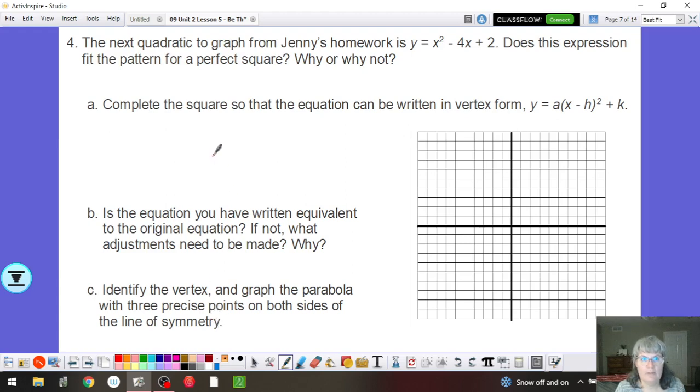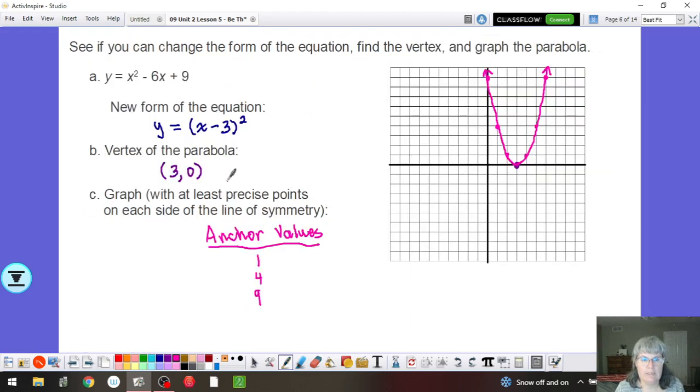The next quadratic to graph from Jenny's homework is y equals x squared minus 4x plus 2. Does this expression fit the pattern for a perfect square? Why or why not? Well, if you remember from our work in lesson 3, we know this is going to be a minus 3 because half of negative 6 is a negative 3, and when we square it, we get 9. So the constant is the square of half of the middle term, or the coefficient of the middle term.